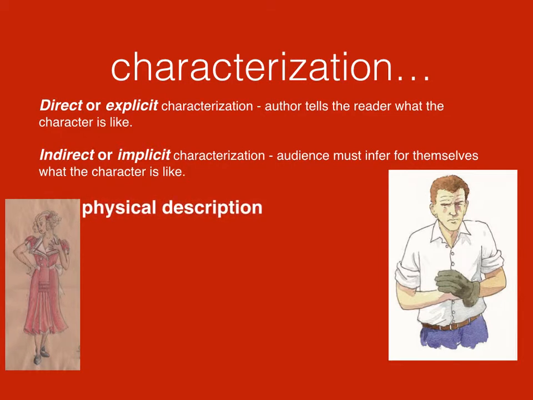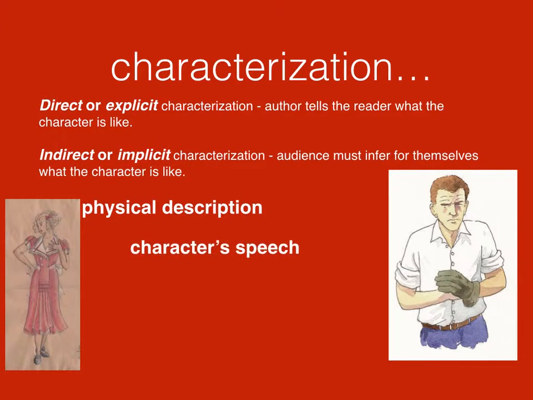Instead, he characterizes Curly indirectly. So he gives us little hints or clues about Curly, but the reader has to then infer for him or herself what he's actually like. And the way that he does that is in a number of ways. First of all, we have a physical description. So what does the character actually look like? How does he stand? What are some of his features like?